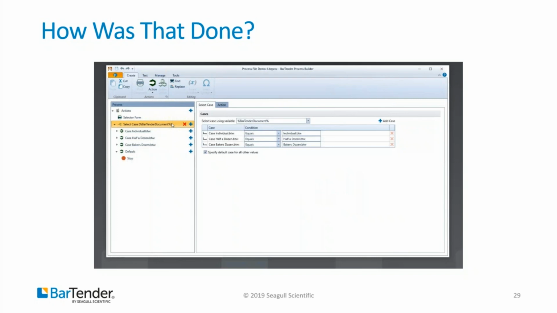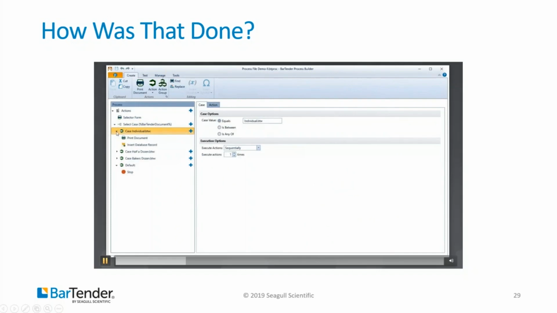So essentially what we're doing is, whenever you select individual, half dozen, or baker's dozen, select that particular case. In the BarTender world, a case is going to be a way of grouping things. So I can just do a simple print, so it could just be a single action, or I can do a set of prints. If we expand one of these, continuing forward, we get to the case.